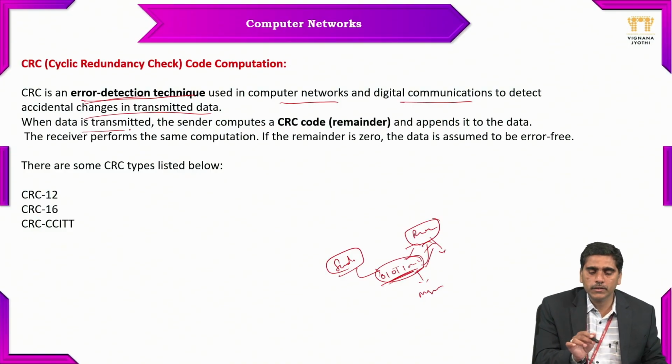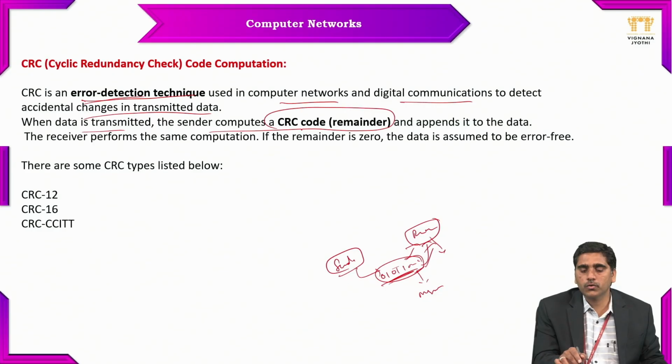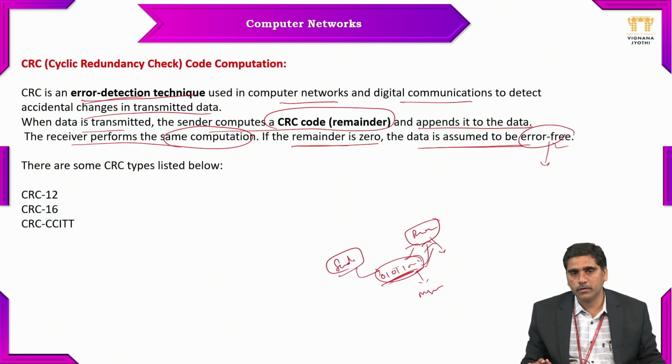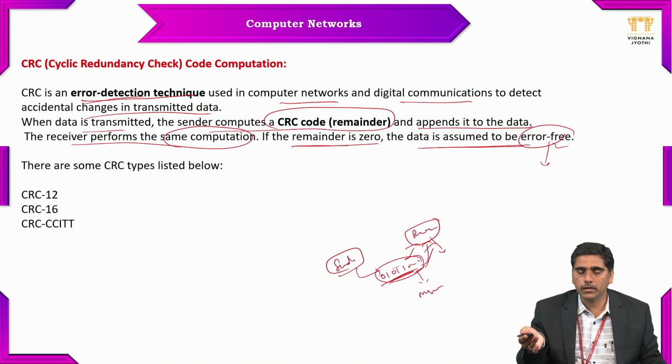When data is transmitted, the sender computes the CRC code. The sender calculates the CRC remainder and appends it to the data. The receiver performs the same computation process. If the remainder is 0, then the data is assumed to be error free, that is, it was not altered during the transmission. If the remainder is not 0, then the data is assumed to contain some error. That is how the error detection technique helps.